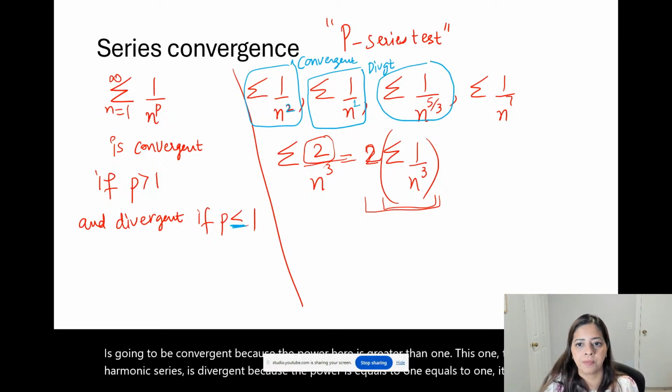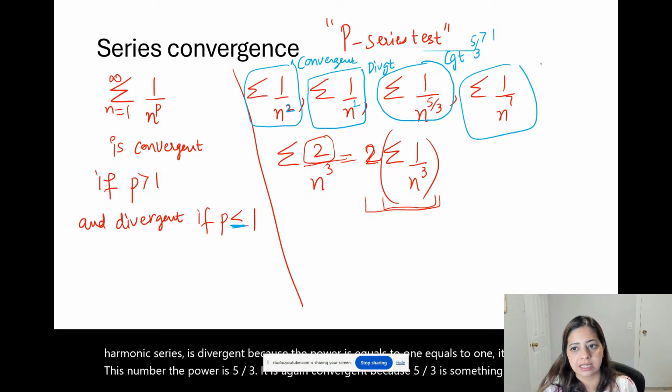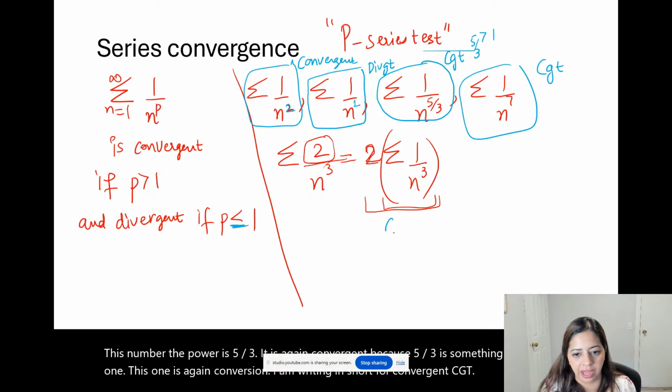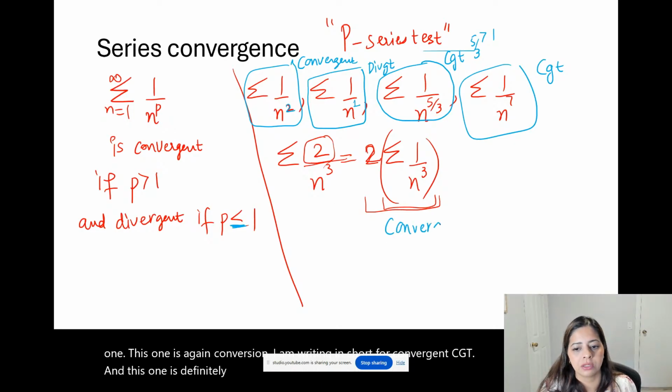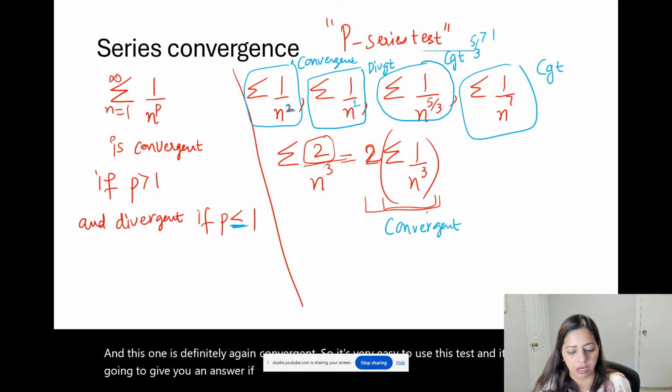This number, the power is 5 over 3. It is again convergent because 5 over 3 is something greater than 1. This one is again convergent. I'm writing in short for convergent, CGT. And this one is definitely again convergent. So it's very easy to use this test and it's always going to give you an answer. It never fails. It's never inconclusive.